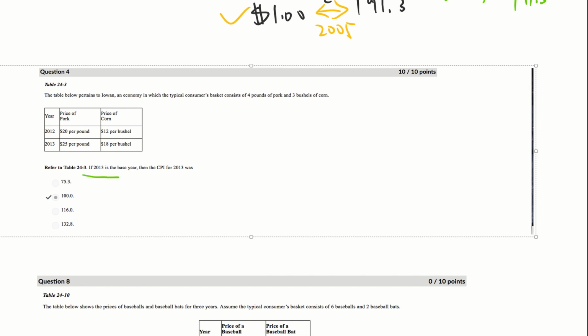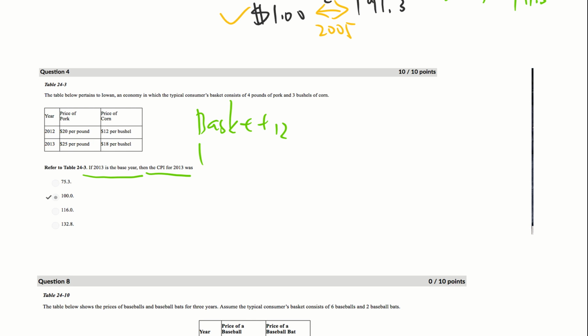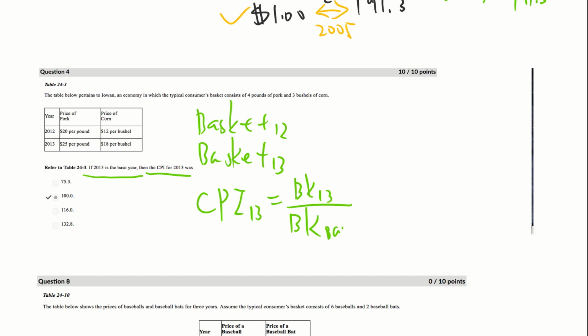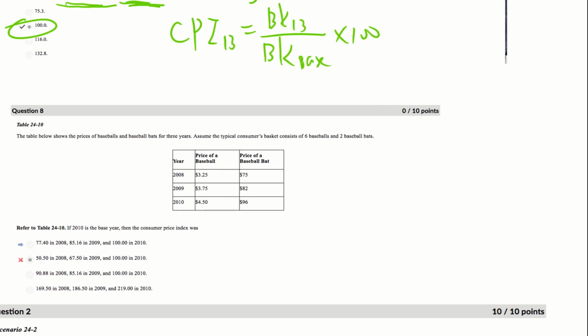So 2013 is the base year now. What is the CPI for 2013? Now I can do the old way we did before. So first find out what's the basket value of 2012, and then find the basket of 2013, and then do the CPI of 2013, which is the basket in 2013 over the basket in your base year times 100. Now, or you see this says 2013 base year and then asks for the 2013 CPI. So for the base year, CPI is always 100. Okay. All right. So next question.